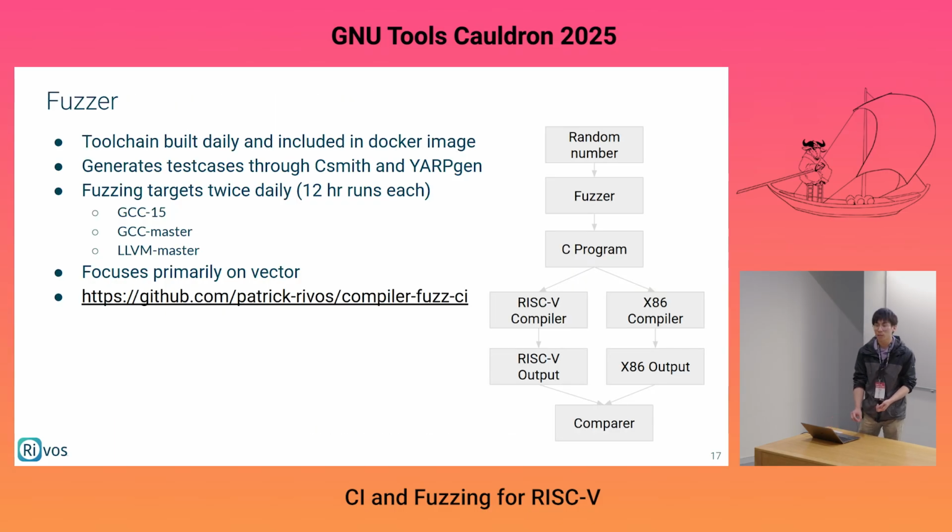So now, very quickly, I'm going to talk about the fuzzer. If you're not familiar with what a fuzzer is, a random number gets fed into the fuzzer, which outputs a C program. We run the C program against RISC-V and x86 and compare the outputs. We basically built a toolchain and put it through Csmith and YARPGen and fuzz on master and LLVM.